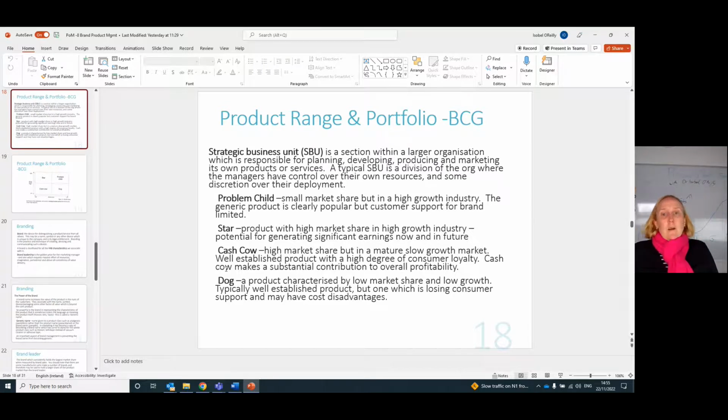And then the dog, a product characterized by low market share and low growth, typically a well-established product, but one which is losing customer support and may have cost disadvantages. In other words, we could be losing money, so we need to cut it.